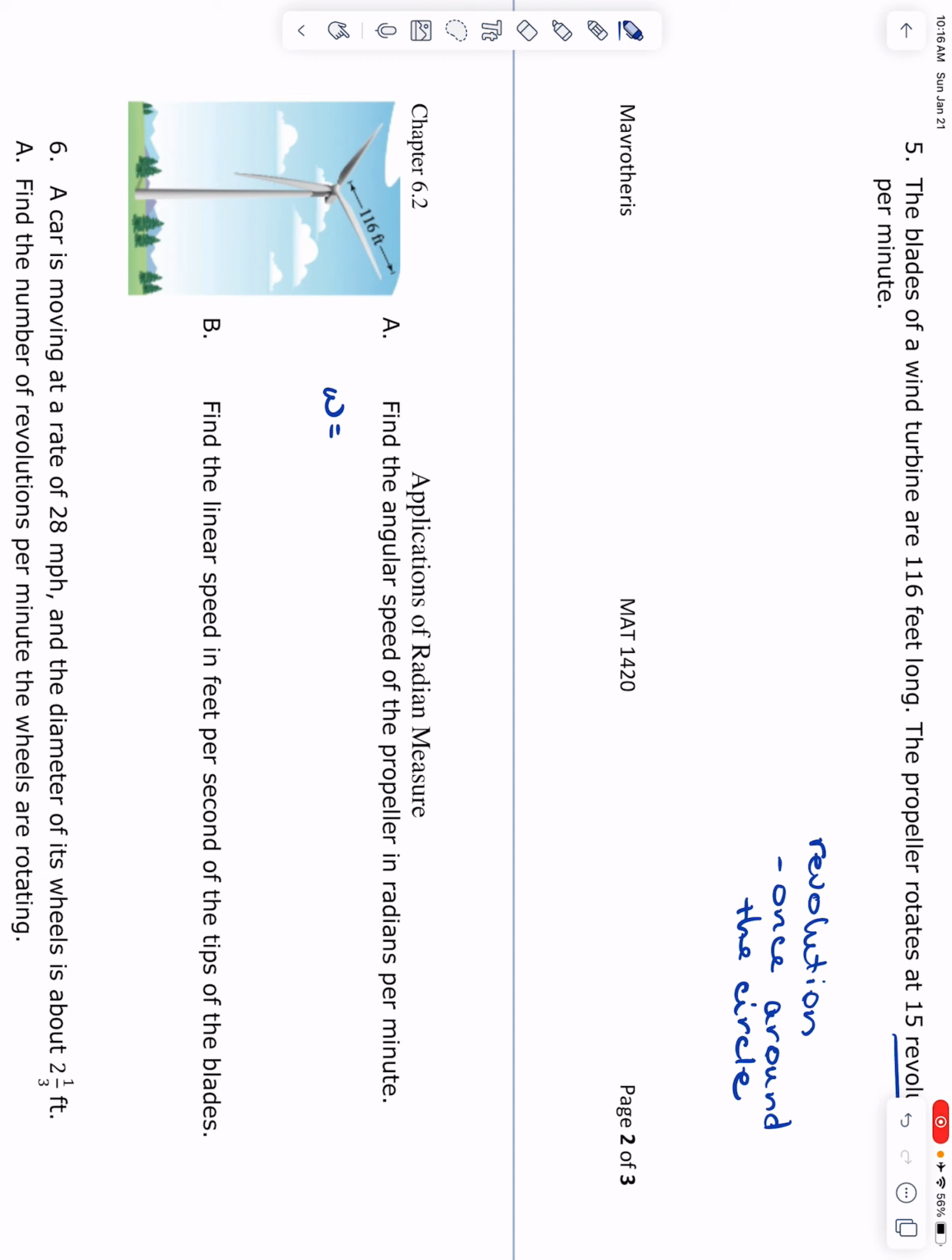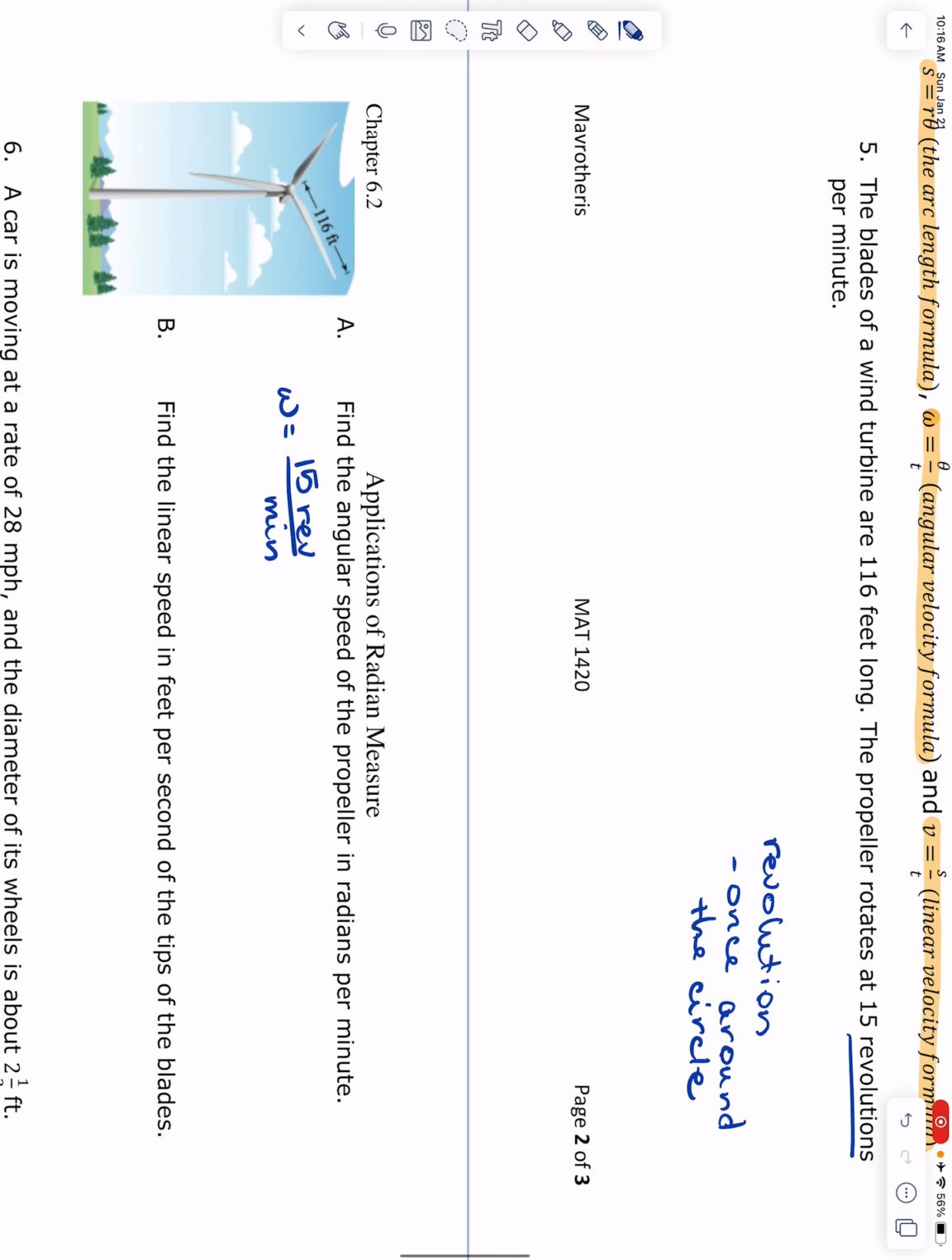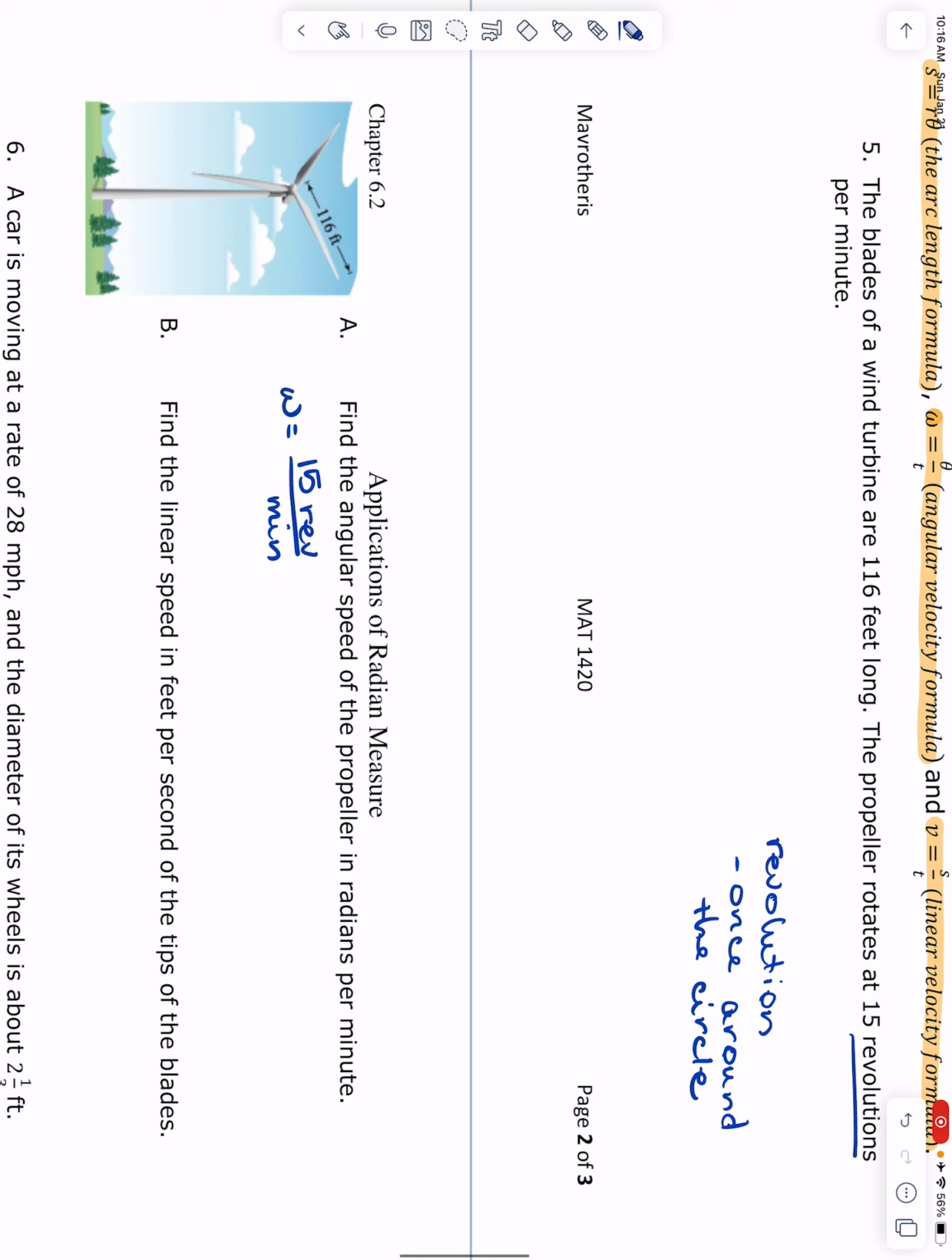But our angular velocity here, we're taking my 15 revolutions per minute. That's how fast that propeller's rotating at. That's what it tells me up above.